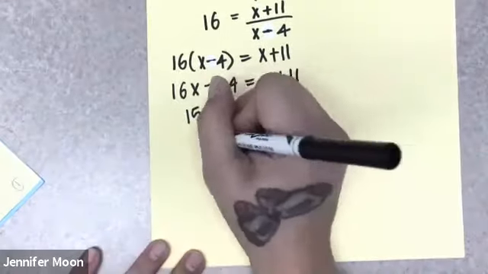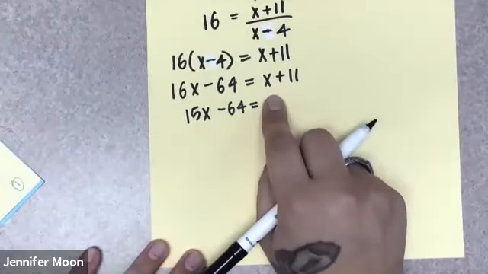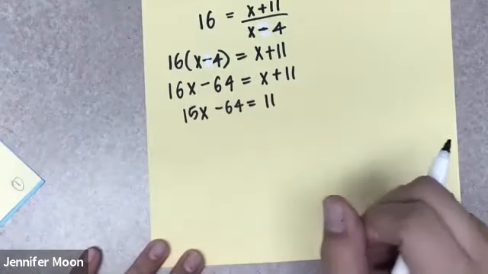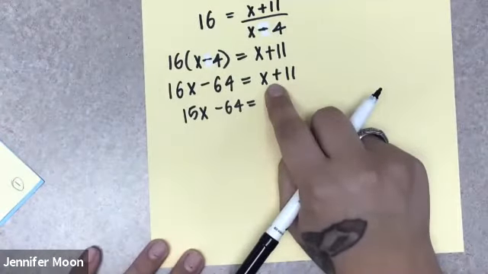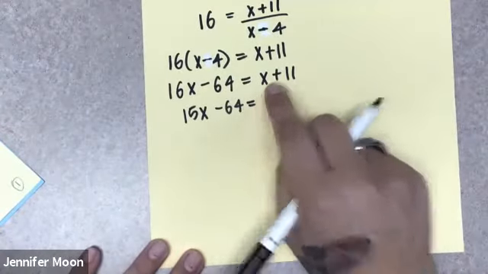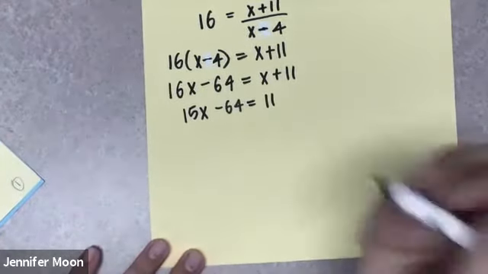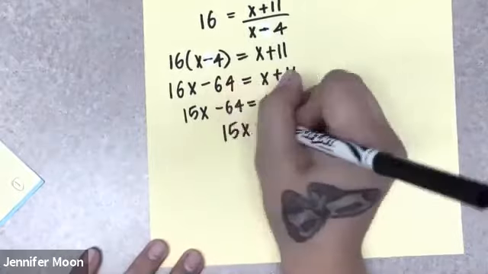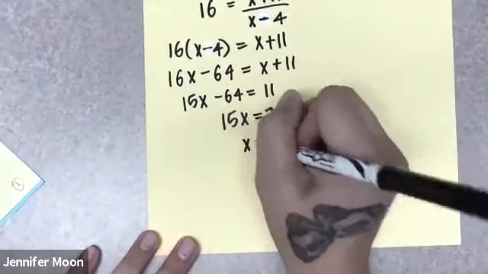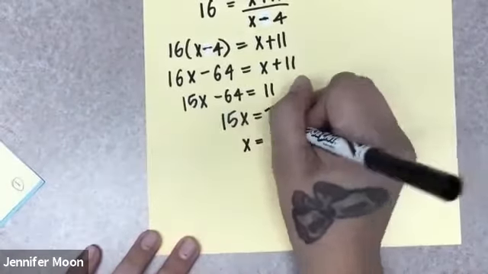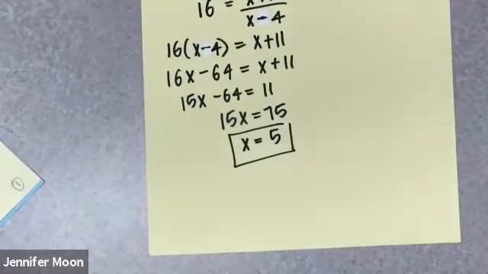Yes, Alex. Move this over. So this is a positive, okay. And then if you move your negative 64 over, it becomes a positive 64. So what you get is 15x equals 75. Divide both sides by 15, you get x equals 5. That would be your value. There I just had one value.